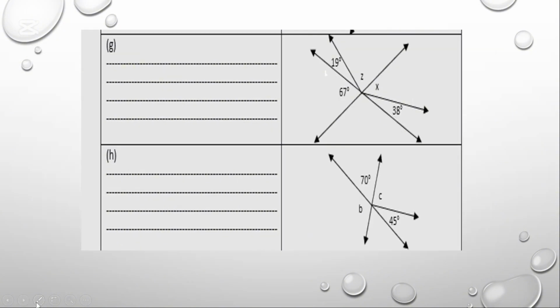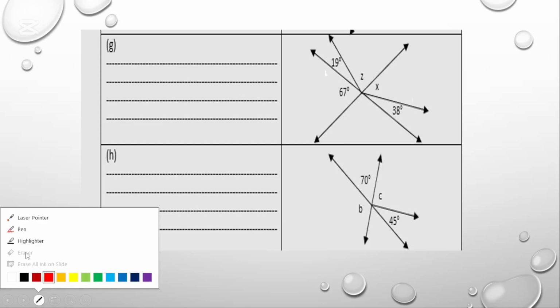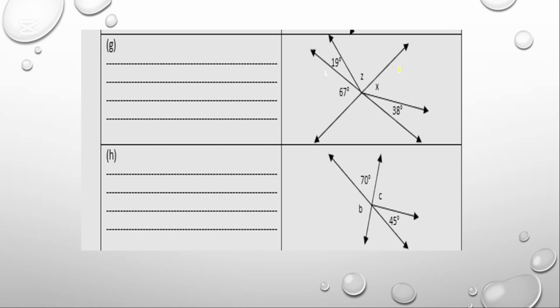Yeah, it gets a bit more complicated, so I'll help you with this one. We'll take the highlighter. You see, here we have a line. And there we have a line. These two intersect. And from there you start. Can you see? 67 degrees is opposite which angles? X and 38. Yes.